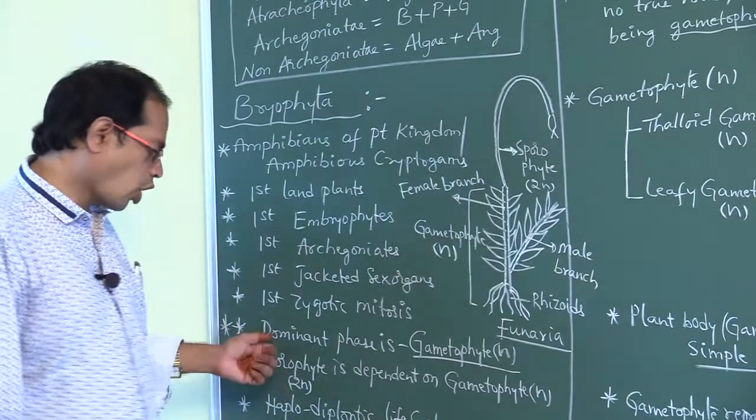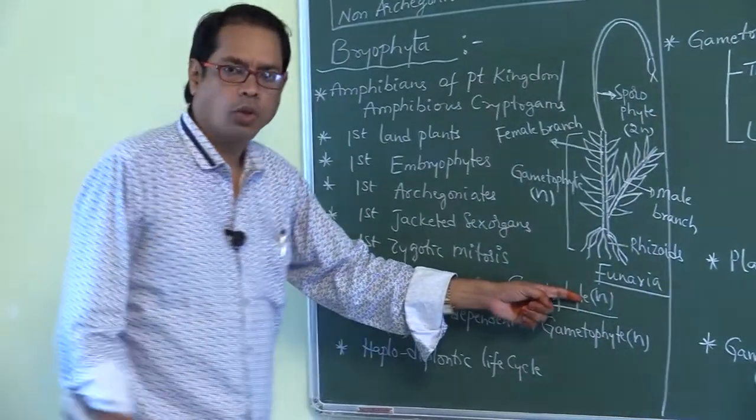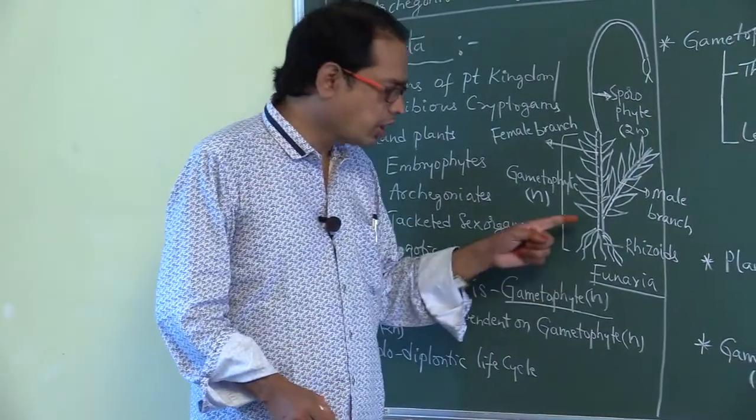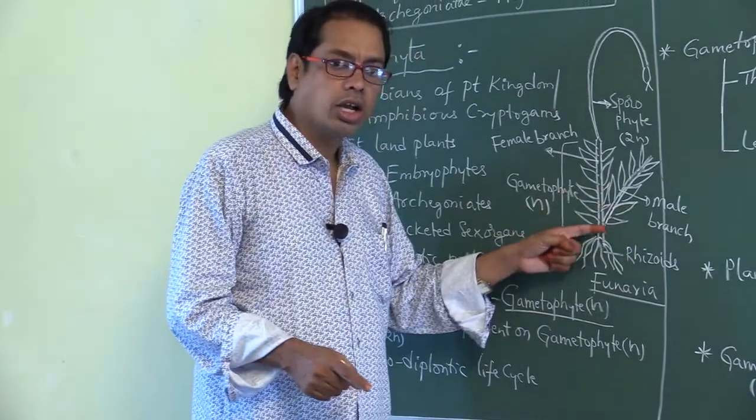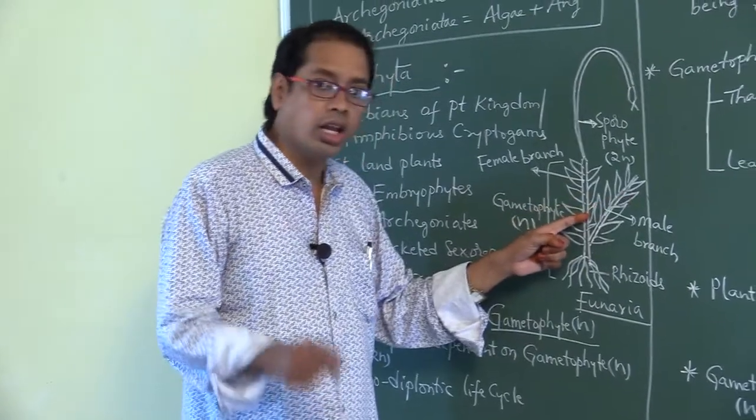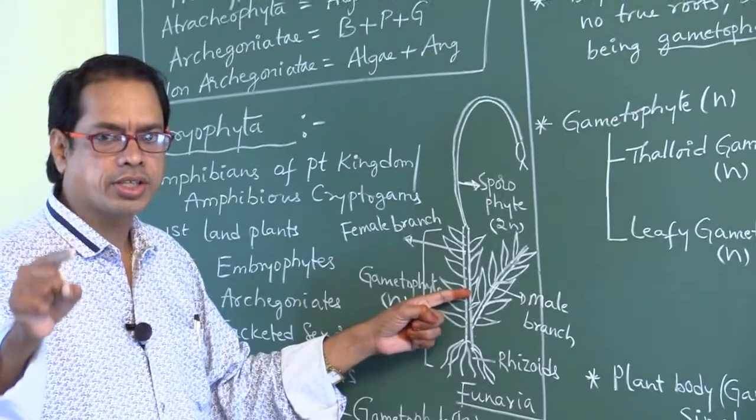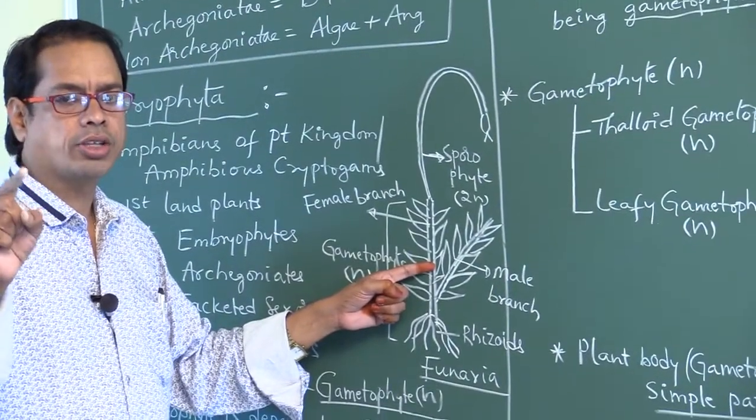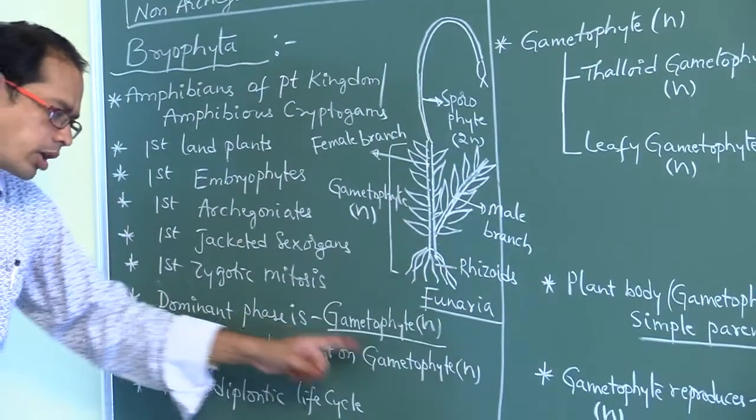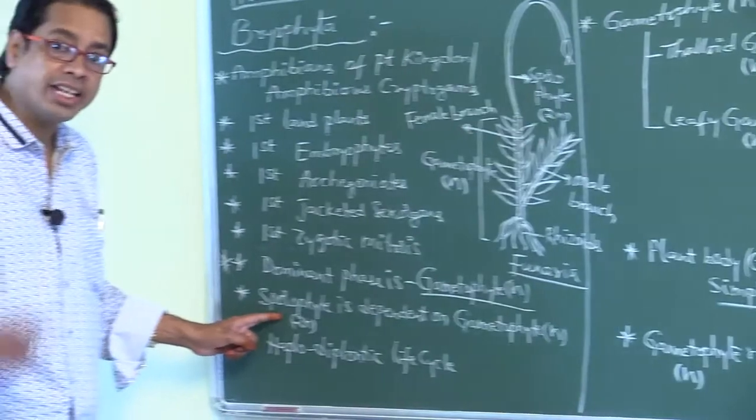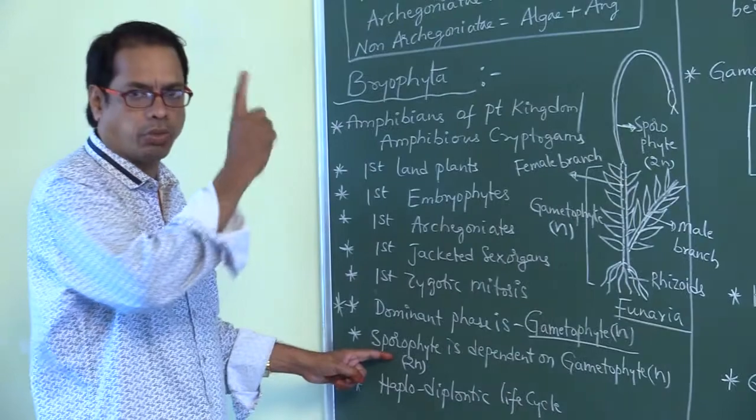Okay? Right. The dominant phase in Bryophyta is gametophyte, which is haploid. What are the structures found in the gametophyte? Root-like structures called rhizoids, stem-like structures called caulids, leaf-like structures called phylloids. The gametophyte is haploid, which means rhizoids, caulids and phylloids are all haploid in nature. The sporophyte is dependent on the gametophyte. In which group? That is Bryophyta.